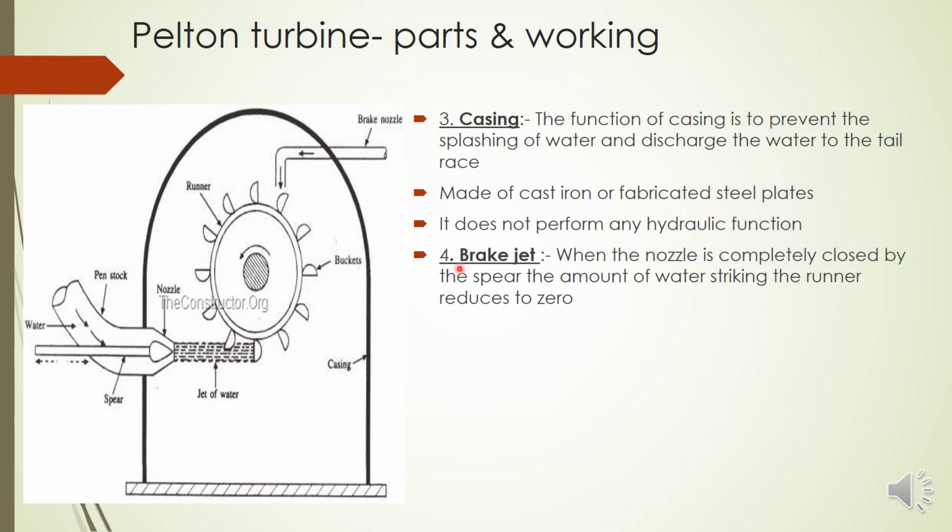Then finally we have the fourth component, this brake jet or brake nozzle. We can see here a small nozzle is provided. So what is the function of that? Even if we push the spear completely forward and completely stop the water, the turbine will not stop instantaneously. Why? Because by inertia the runner will revolve for a long time.